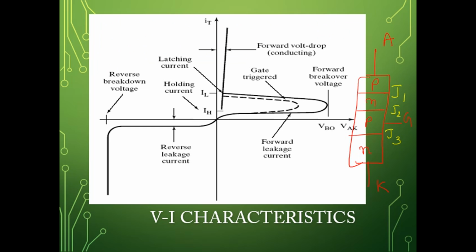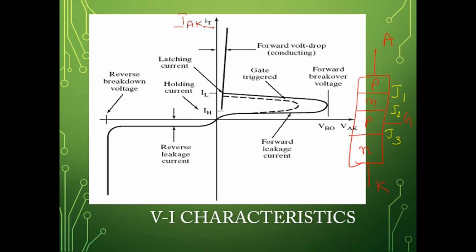If you observe here, the x-axis is the anode to cathode voltage and the y-axis is the anode to cathode current, or IT. So instead of writing it as IT, that is thyristor current, you can even write it as IAK. It is fine. Anode to cathode current on the y-axis and anode to cathode voltage on the x-axis. This third quadrant is the negative side.